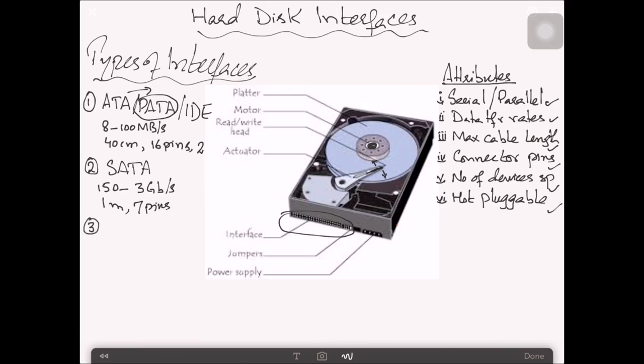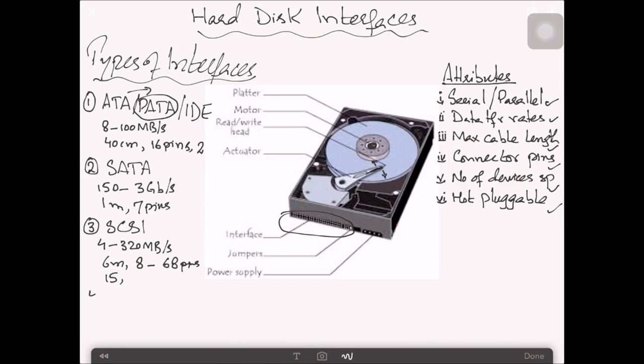The third type of interface is SCSI, Small Computer System Interface. It supports a data transfer rate from 4 megabytes to 320 megabytes per second. The cable length is 6 meters. The number of pinouts varies from connector to connector. We have connectors from 8 pins to 68 pins as well. And it supports 15 devices with a single port. And of course it is hot pluggable.